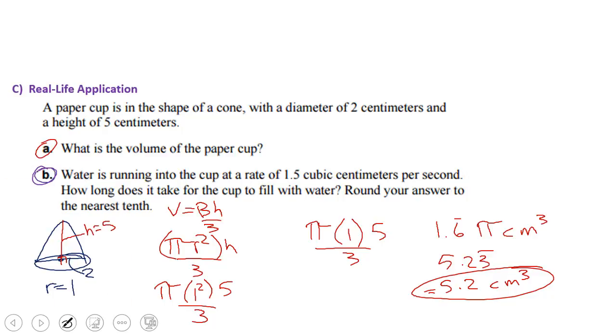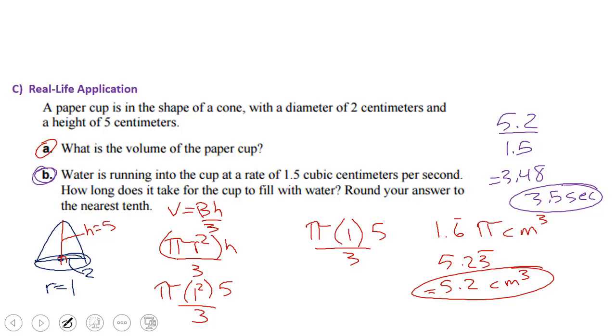It says water is running into a cup at a rate of 1.5 cubic centimeters per second. How long does it take for the cup to fill with water? Round your answer to the nearest tenth. When we want to find how long something takes using a rate, we take the volume, 5.2, and divide it by how much is going in every second, 1.5. When we divide that, we get 3.48, and we're going to round that and say 3.5 seconds. So it only takes 3.5 seconds to fill that tiny little paper cup.